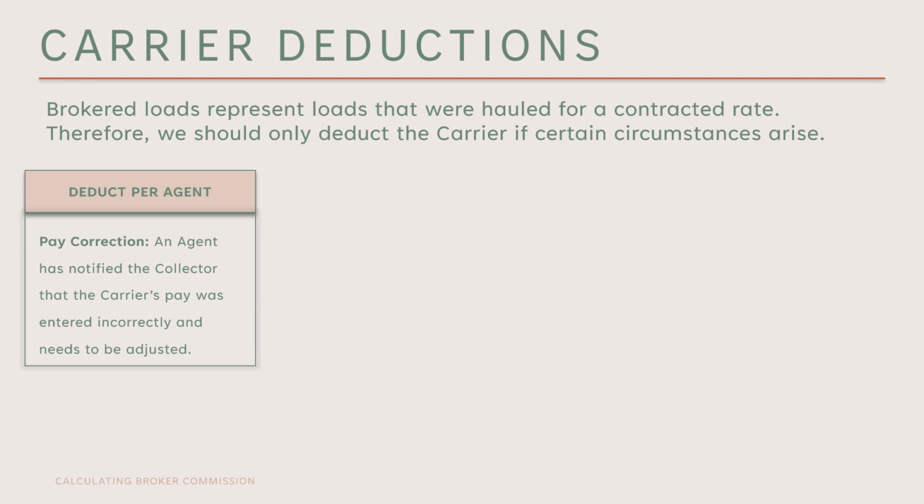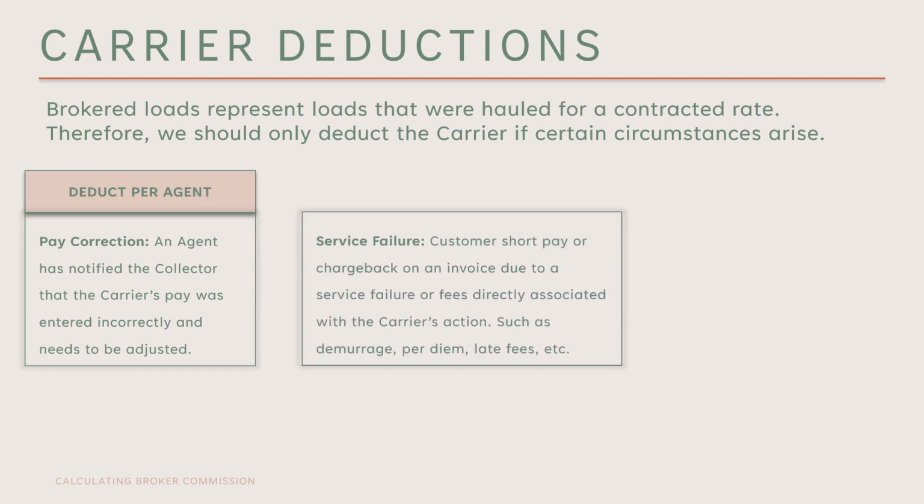Our second circumstance would be a service failure. Customer short pay or chargeback on an invoice due to a service failure or fees directly associated with the carrier's action. This would be demurrage, per diem, late fees, etc. These are deducted at 100%. So this is no different than service failures on a regular load. All service failures are deducted at 100%.